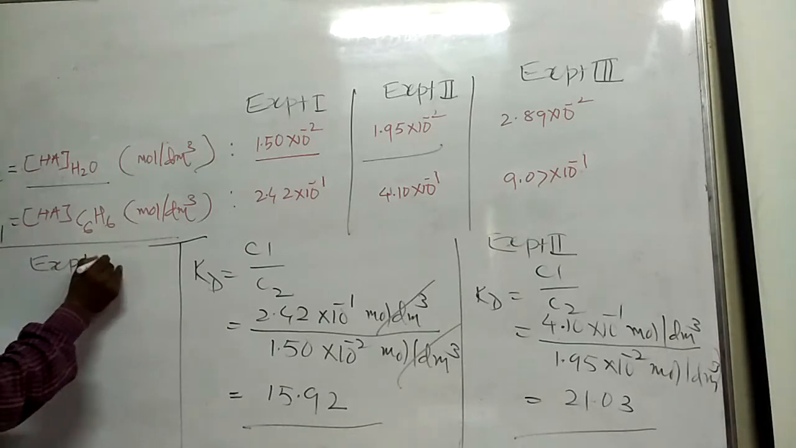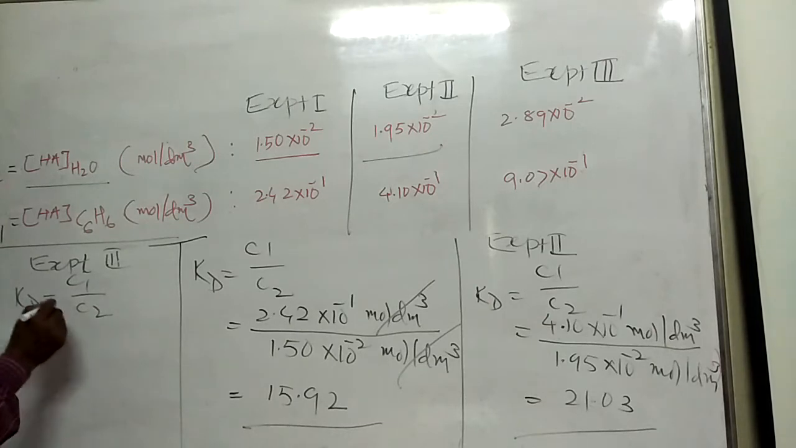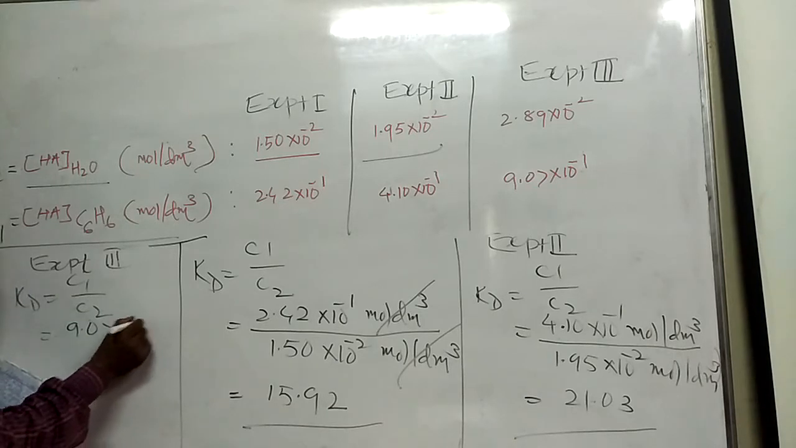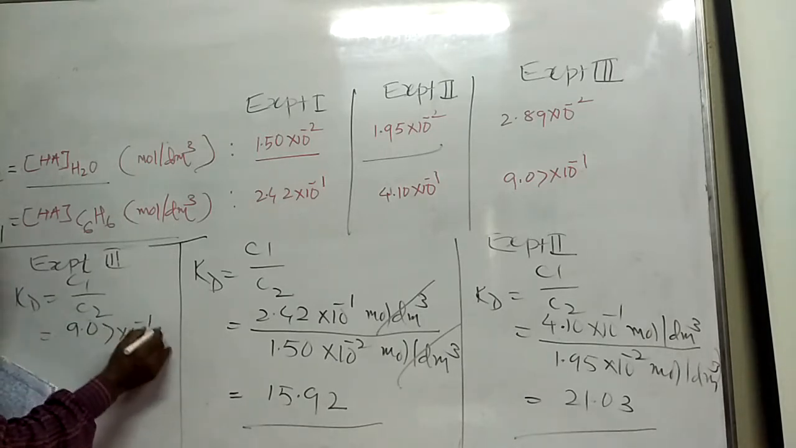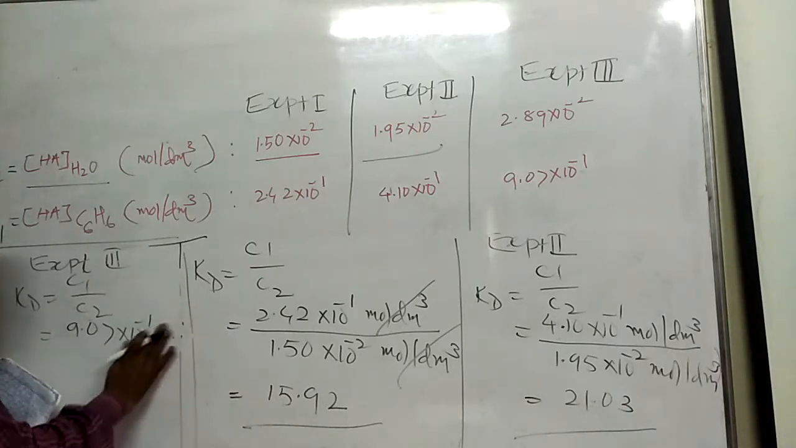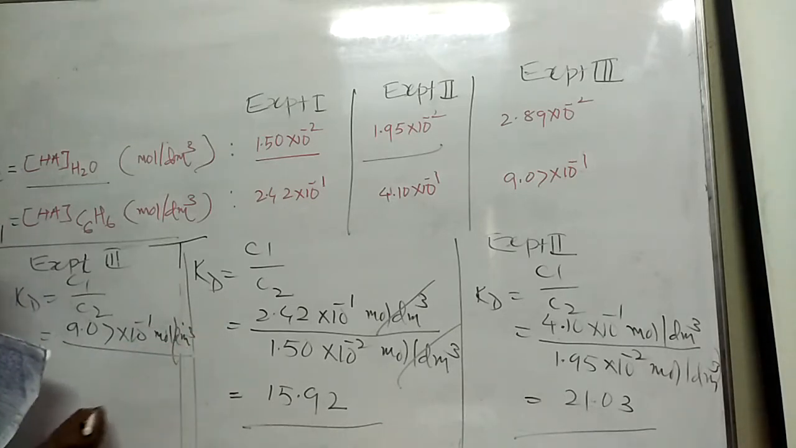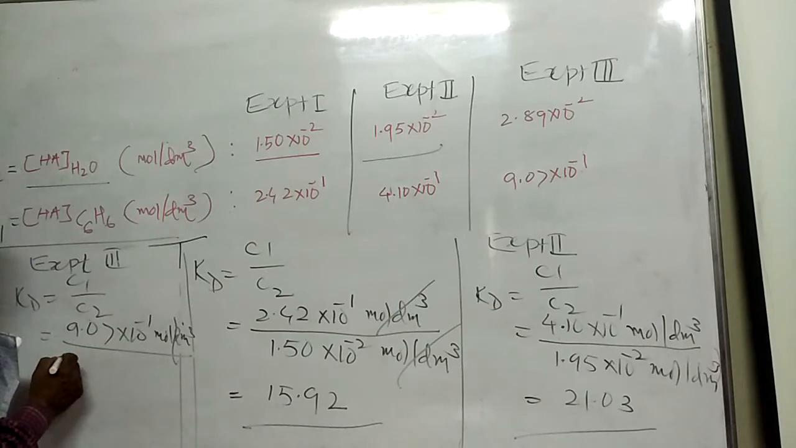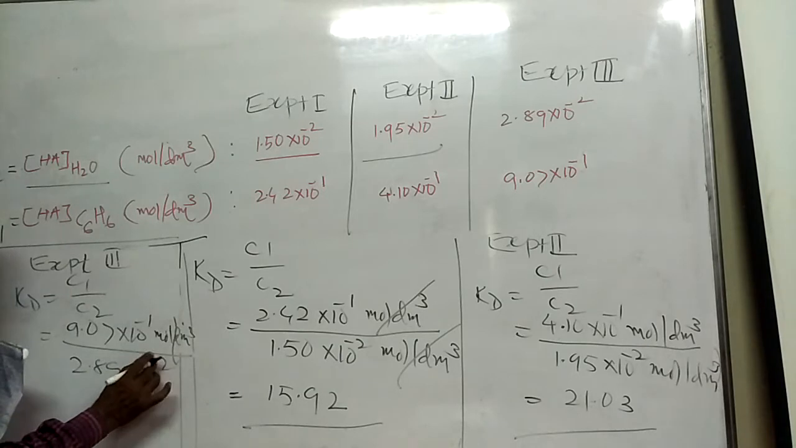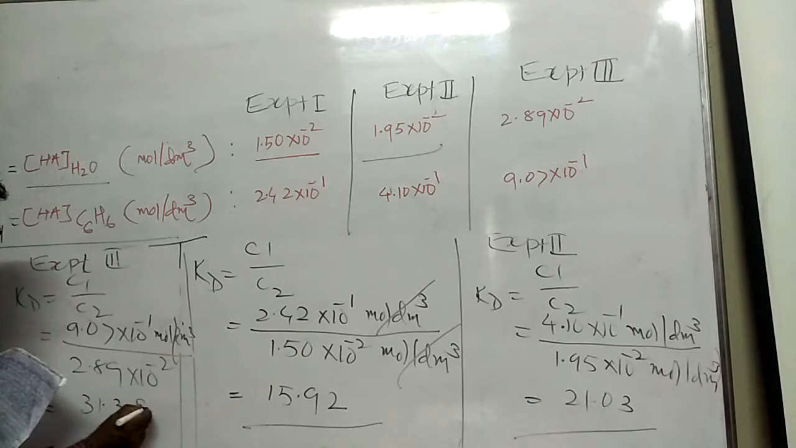Let us calculate the partition coefficient of acid in experiment number 3. In experiment number 3, Kd is equal to C1 upon C2. Here C1 is equal to 9.07 into 10 to the power minus 1 moles per dm cube. The concentration of organic acid in aqueous layer is 2.89 into 10 to the power minus 2 moles per dm cube. It becomes 31.38.